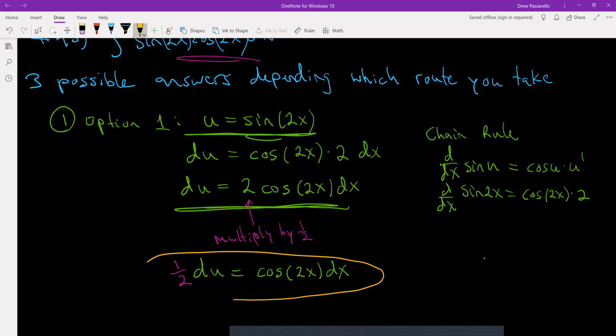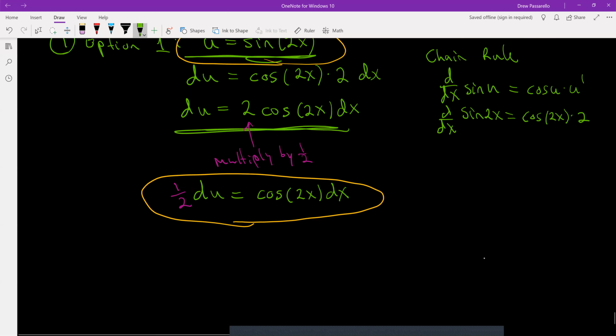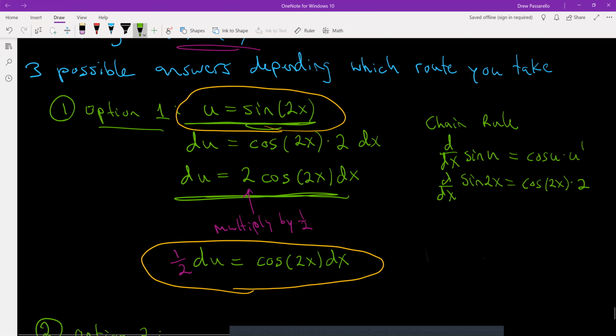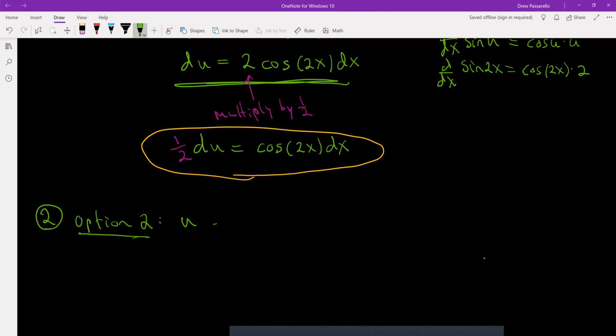All right, that's what I'll go with for the first option. Now, option 2, the second option: instead of letting u be sine of 2x, you could let u be cosine of 2x. Well, derivative of cosine is negative sine, but since there's a 2 times x in the argument of the cosine, you have to do chain rule.